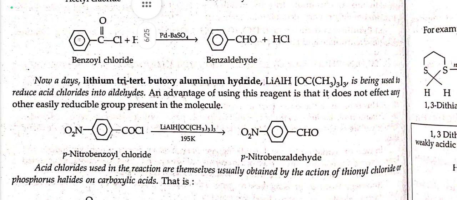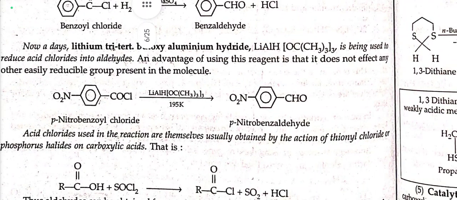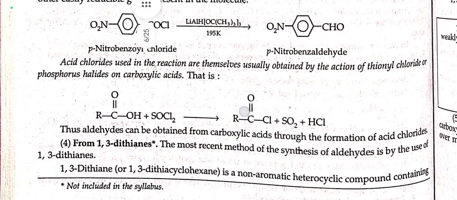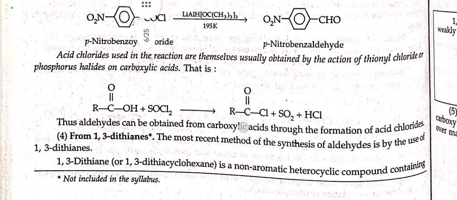Nowadays, lithium tri-tert-butoxy aluminium hydride is being used to reduce acid chlorides into aldehydes. An advantage of using this reagent is that it does not affect any other easily reducible groups present in the molecule. Acid chlorides used in the reaction are themselves usually obtained by the action of thionyl chloride or phosphorus halides on carboxylic acids. Fourth, from 1,3-dithiane.